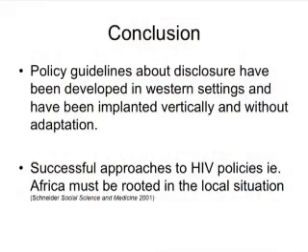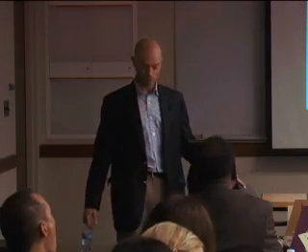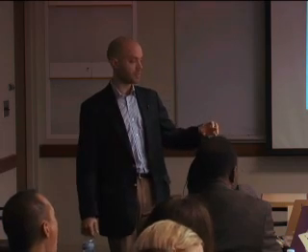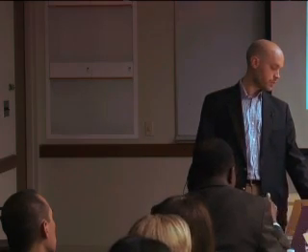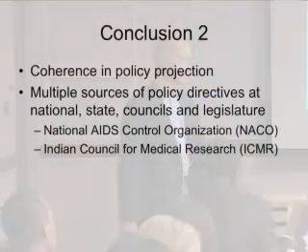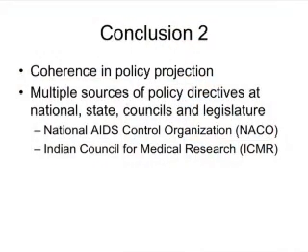So policy guidelines about disclosure have been developed in Western settings and have been implanted vertically and without adaptation, largely in places like India. And this goes for all the HIV voluntary counseling and testing, which is really a Western model that's been set up in India, and there are lots of problems with it. Successful approaches to HIV policies, and there are some examples from Africa, must be rooted in the local situation. Additionally, there has to be coherence in policy projection. If you have two government agencies saying different things, that can provide confusion.